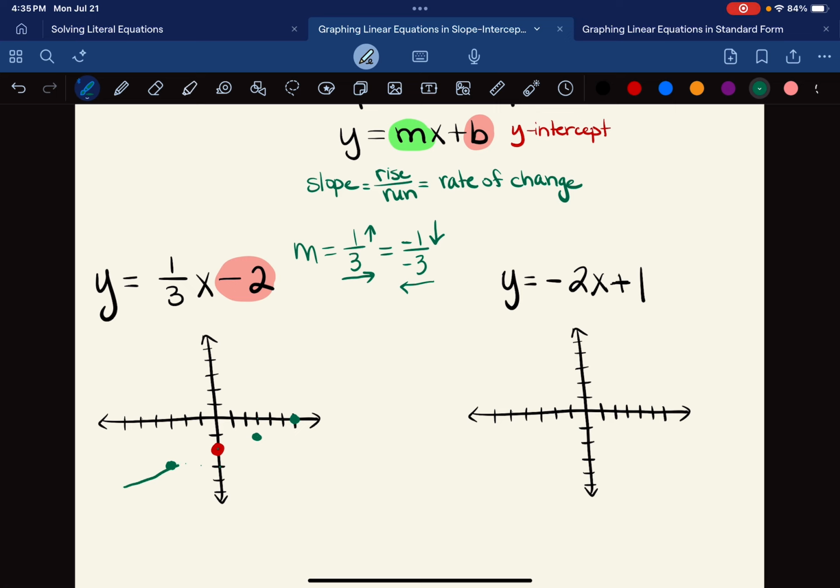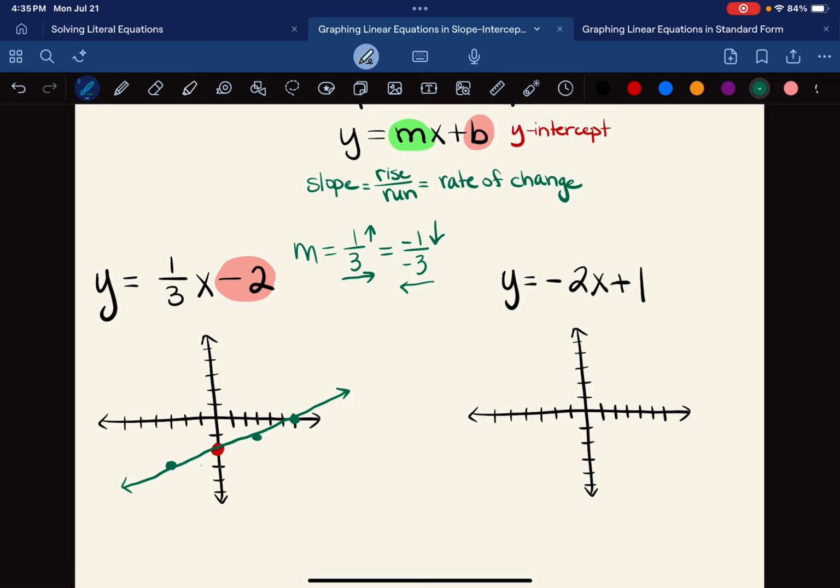So connect your points. And make sure you put your arrows on the end to show that your line is continuing forever. It's going infinitely far to the left and to the right, up and down. Okay, our next example, y equals -2x plus 1. We can see that our y-intercept is +1, so I will place a point at +1 on my y-axis.